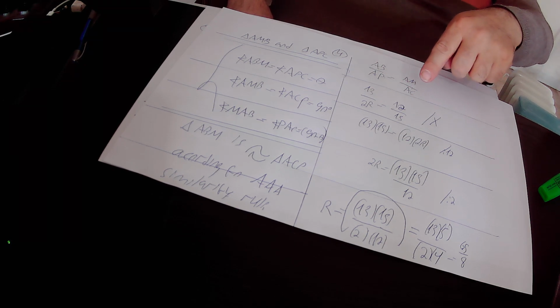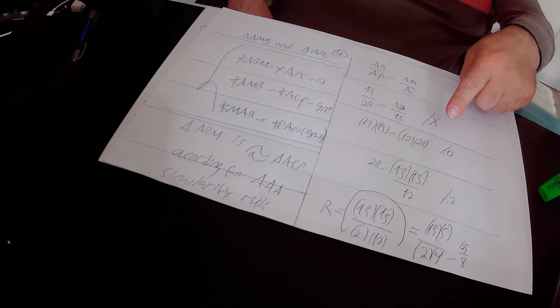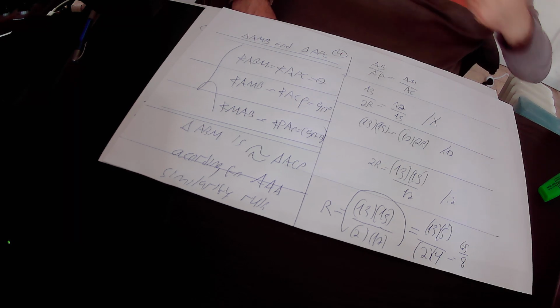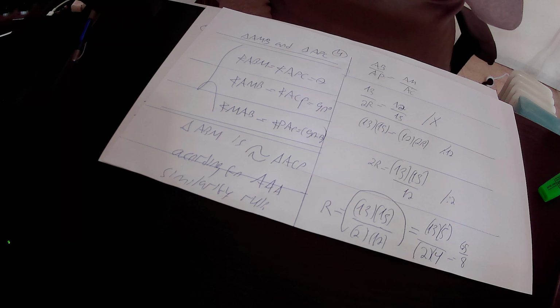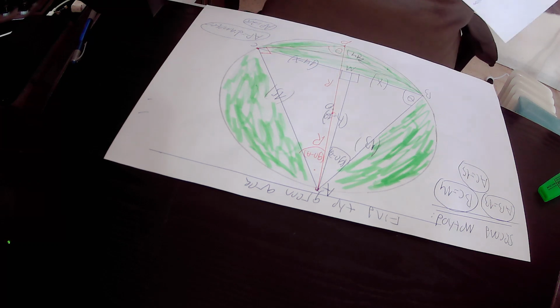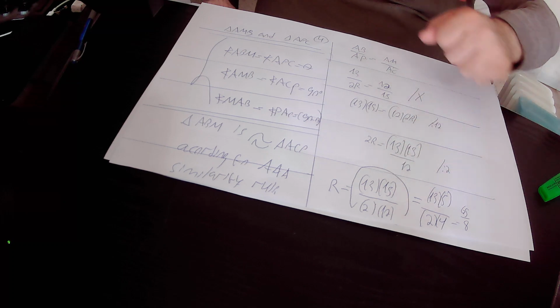Here we cross multiply this equation and find that 13 times 15 equals 12 times 2R. Here we divide this equation by 12 and find that 2R equals 13 times 15 over 12. Here we divide this equation by 2 and find that R, the radius of this circle, is equal to 13 times 15 over 2 times 12.